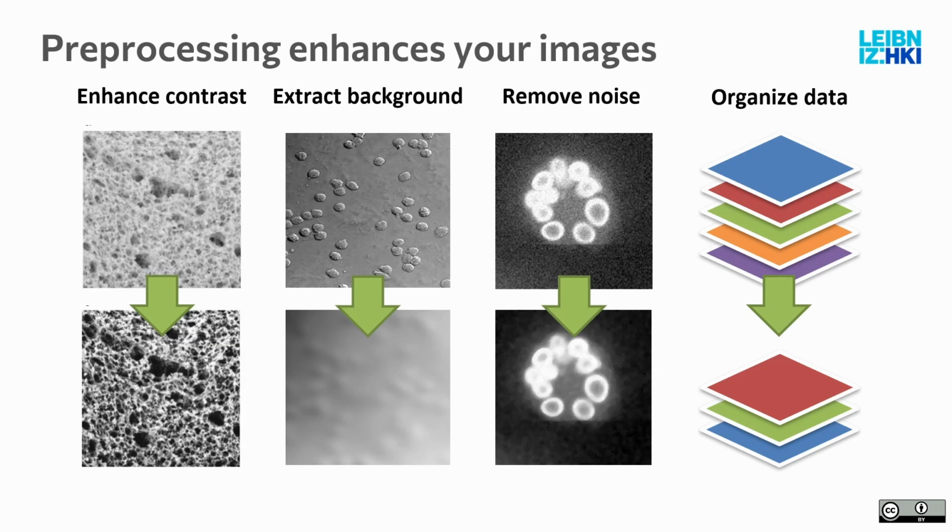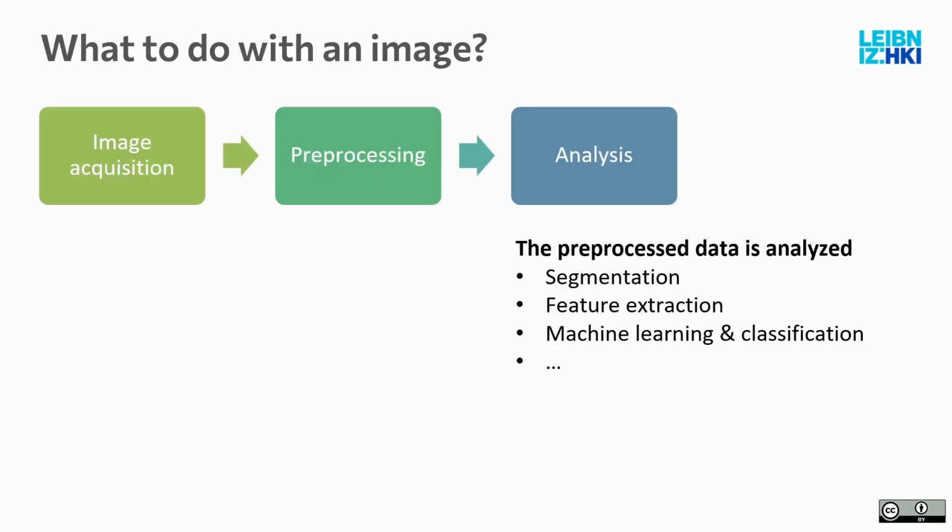And of course, organizing the data. For example, you have an image that has 5 channels, but you only need 3 because the 2 other ones were for some tests. You organize them in the preprocessing, maybe remove the ones that you don't need.